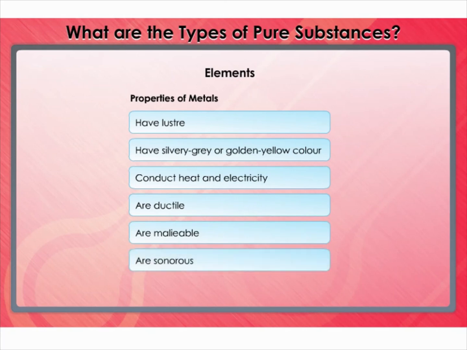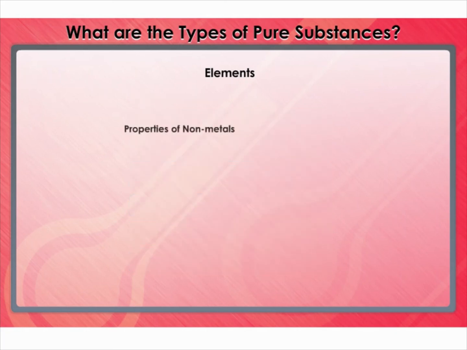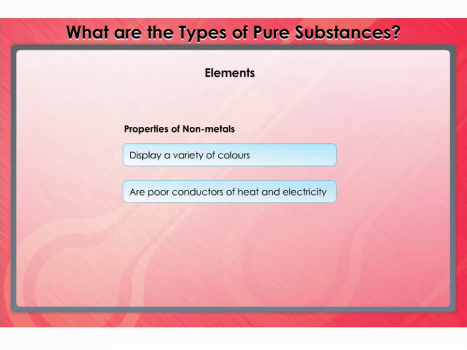Let's discuss the properties of nonmetals. They display a variety of colors. They are poor conductors of heat and electricity. They are not lustrous, sonorous, or malleable. Examples of nonmetals are hydrogen, oxygen, iodine, carbon, coal, coke, bromine, chlorine, etc. Some elements have intermediate properties between those of metals and nonmetals. They are called metalloids. Examples are boron, silicon, germanium, etc.